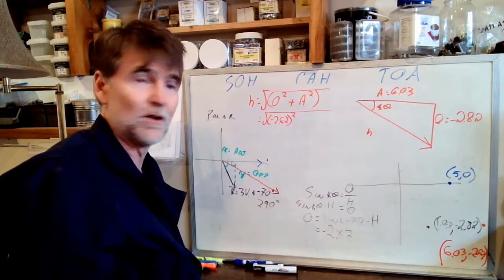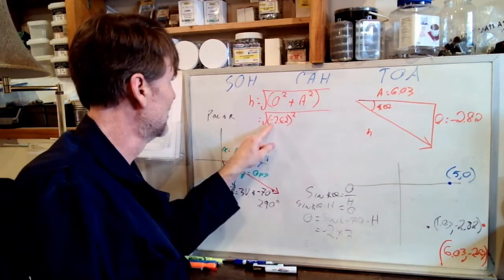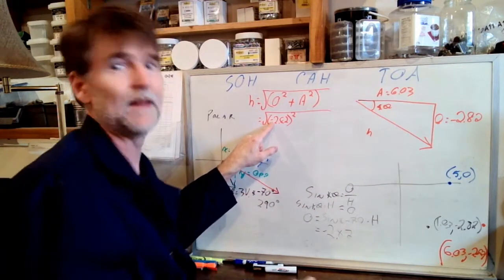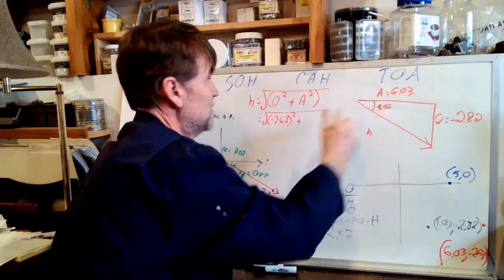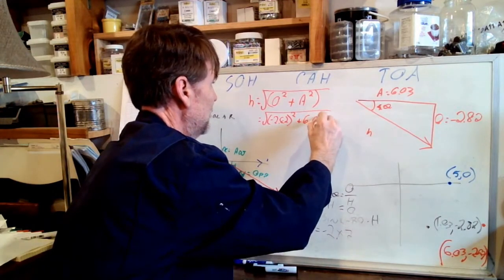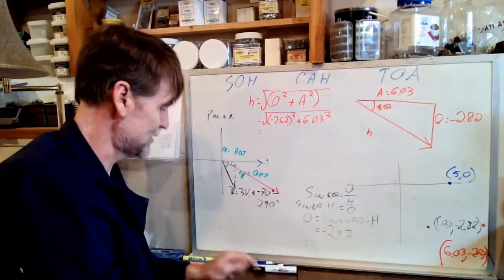The negative sign is going to go away. So in terms of calculating the hypotenuse, this negative becomes completely irrelevant. Plus the adjacent, which is 6.03 squared. And what do we get? So let's figure this out.